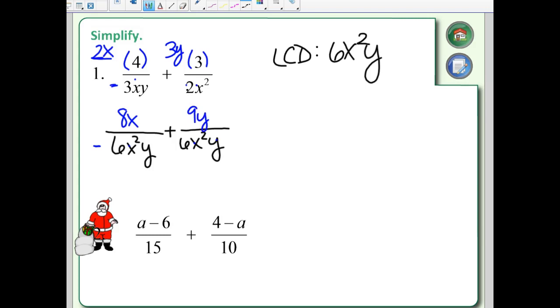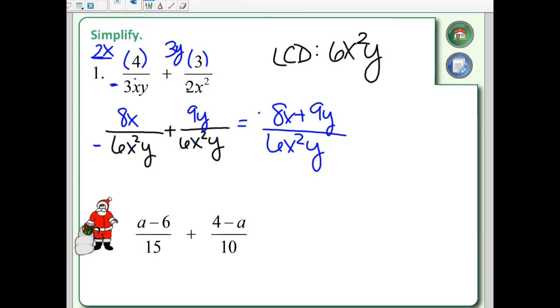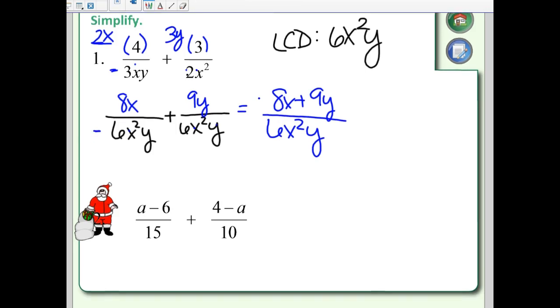Now, got a question for you. What's 8x plus 9y? Yeah, it's 8x plus 9y, all over my common denominator. Again, when I look at that numerator, do I have a GCF? No. Do I have like terms I can put together? No. So I'm done. Final answer.